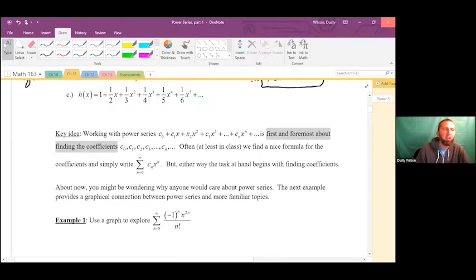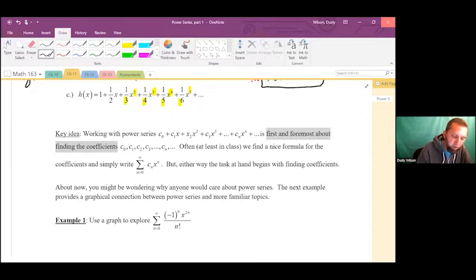Okay, h. So h is 1 plus a half x plus a third x squared plus a fourth x to the third plus a fifth x to the fourth plus a sixth x to the fifth plus dot dot dot. Here we once again see kind of a relationship between the fraction and the power. So the power is always 1 less than the denominator of the fraction. And you can see that those coefficients are 1, then a half, and then a third, then a fourth, then a fifth, et cetera, et cetera.